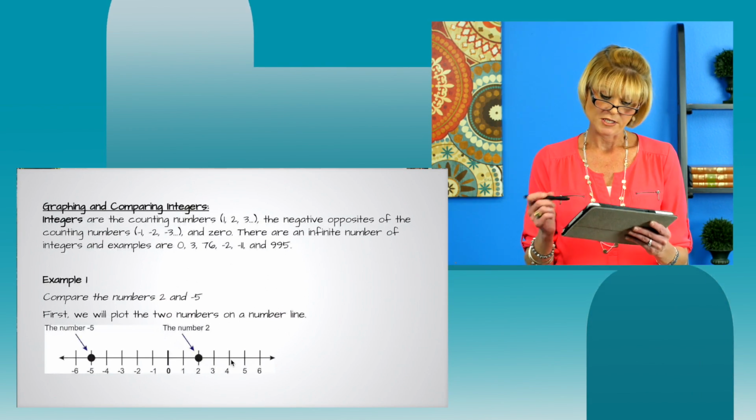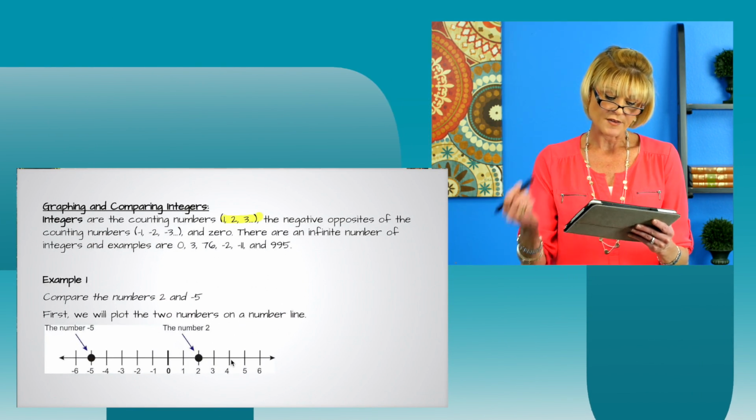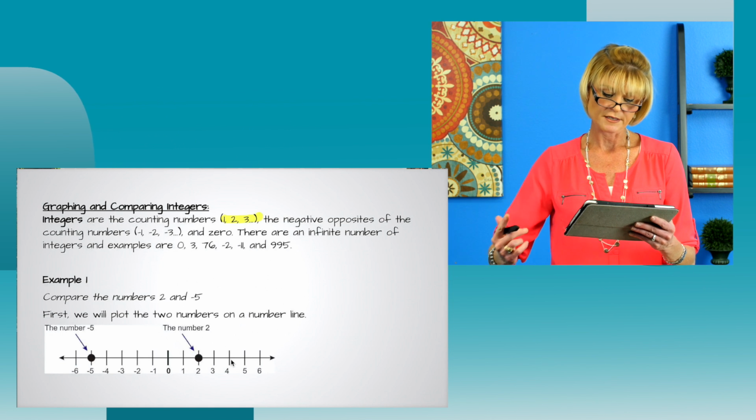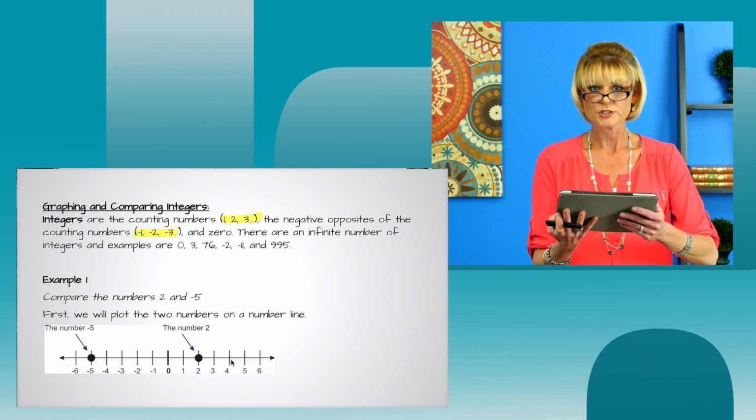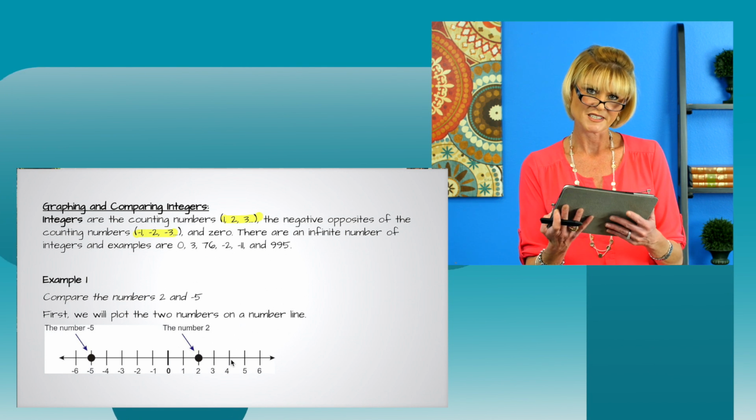Integers are the counting numbers, 1, 2, 3, and the negative opposites of those counting numbers, -1, -2, -3, and 0. There's an infinite number of integers, and examples are 0, 3, 76, -2, etc.